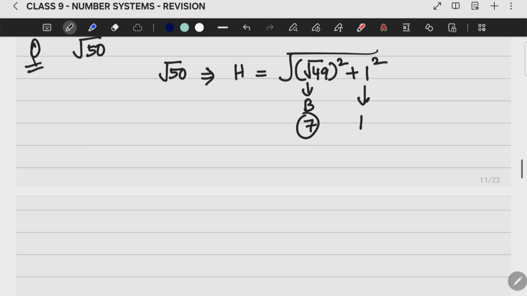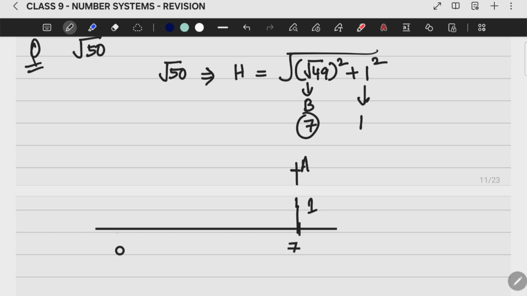So what will you do? First of all, you will take your base. Take a number line, mark 0 to 7. This will be your base. Take a perpendicular, so this will be your perpendicular. Take your perpendicular like this. Suppose this is a point A. This will be 1. This will be your base, 0 to 7.